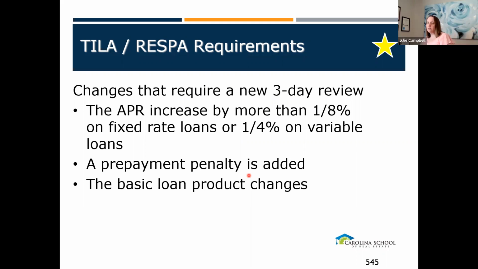And if the basic loan product changes, if for some reason prior to settlement the buyer decides to switch from an FHA loan to a conventional loan, the lender issues a new CD and they require a new 3-day count. No other change requires a new 3-day count. These are the only changes. They all require a new CD, but these are the only changes that require a new 3-day count.